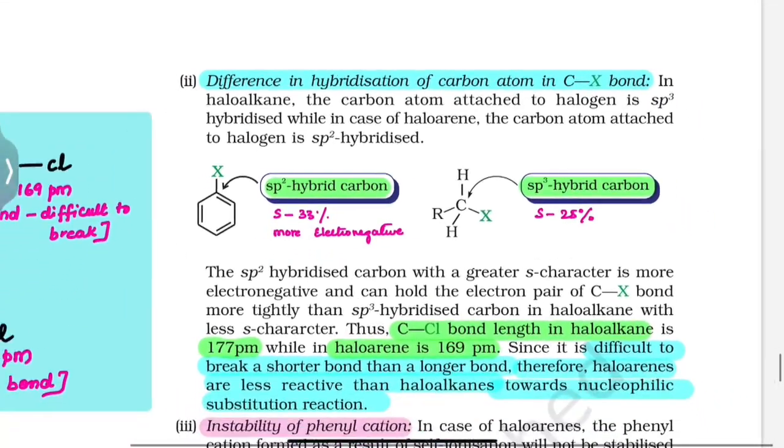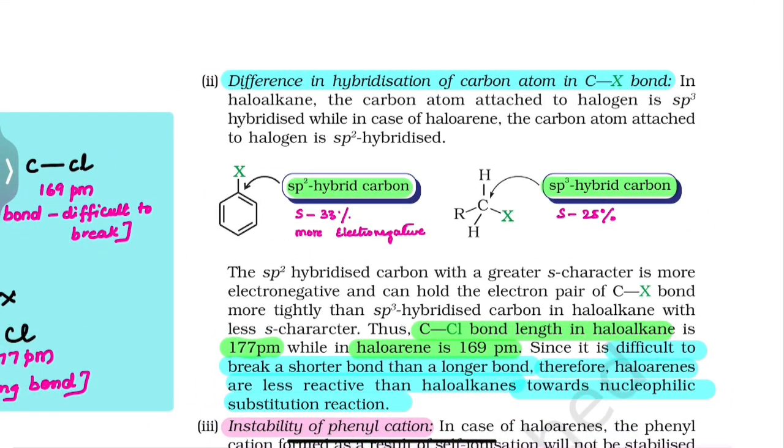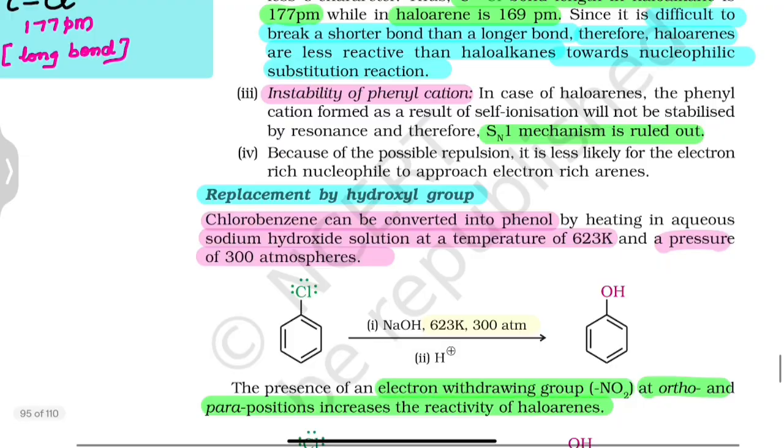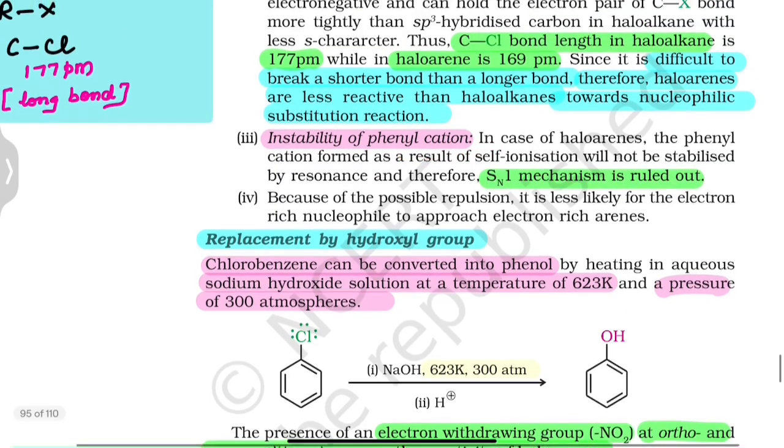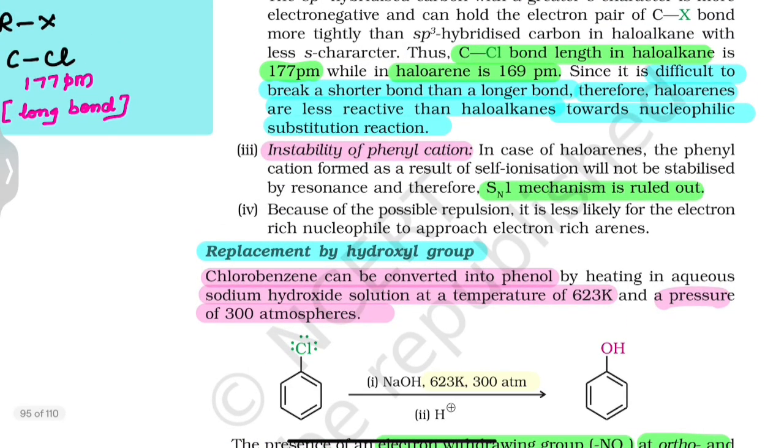Second is the difference in hybridization of the carbon atom. In haloarene, the carbon atom is sp2 hybridized. In haloalkane, it is sp3 hybridized, because of which the carbon-halogen bond length is shorter in haloarene. Therefore, it is difficult to break the bond. Third is the instability of the phenyl cation, and fourth is that the benzene ring is electron rich, and the nucleophile is also electron rich, so they will repel each other.